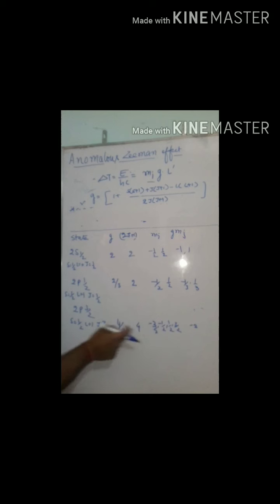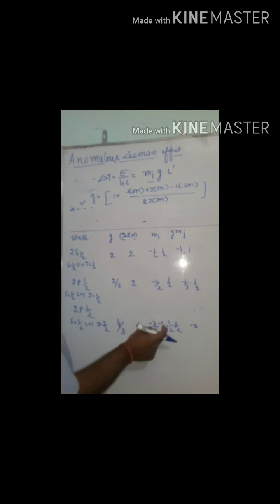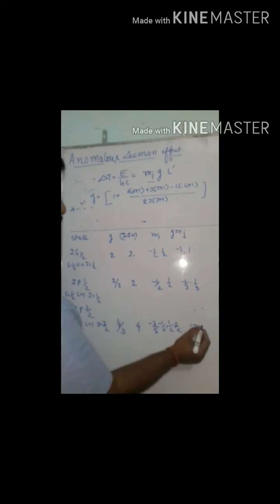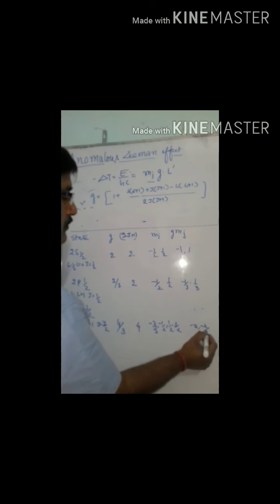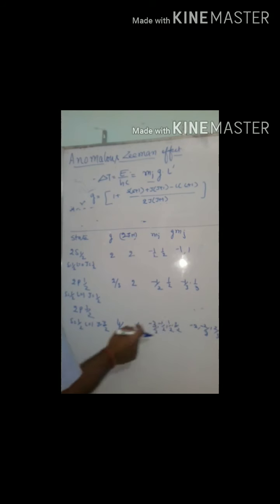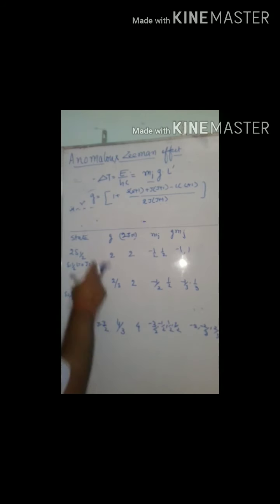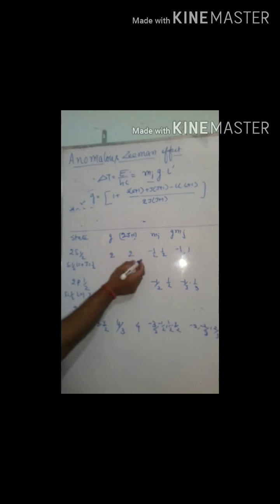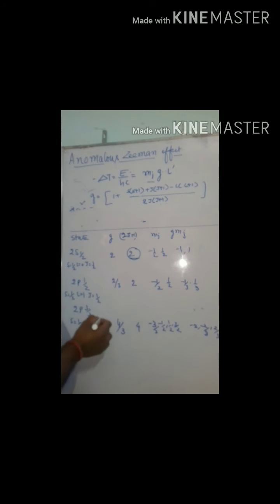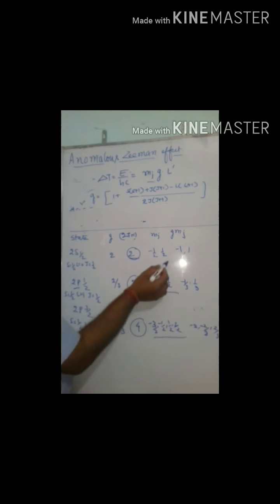If I say this and this, 3 cancelled, 2. Then this will be minus 2 by 3, comma 2 by 3, and again it will be 2. So these are the various labels. That is, in case of this orbital, it is split into 2. This one is divided into 2, and this one is divided into 4, with Mj values, these and these.